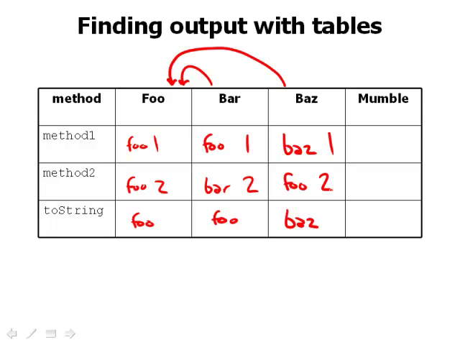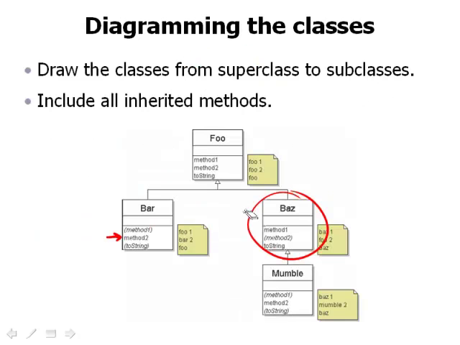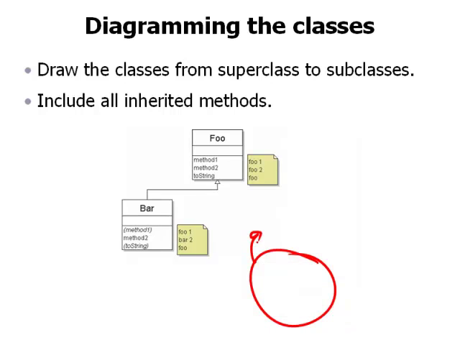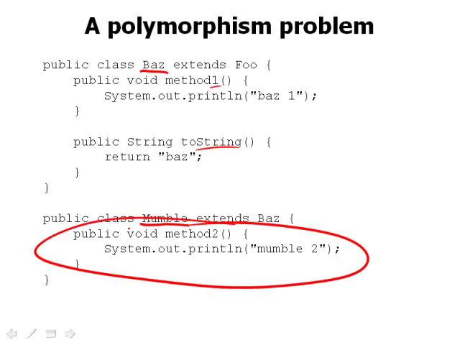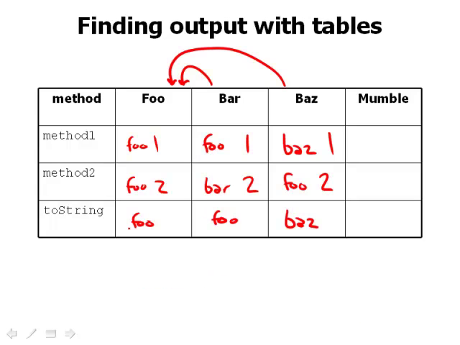The last class in our table is the mumble class, and the mumble class actually extends from baz here. So that means anything that's not included in mumble, we will copy the version from the baz. If we look at the mumble code, it only has a method 2 that prints mumble2. So let's go to our table that we're working on here, and under method 2 we will write mumble2. And again, we said that mumble extends from baz. Therefore, any of the behavior that's missing here will copy the baz version, baz1, and for toString you'll get baz.